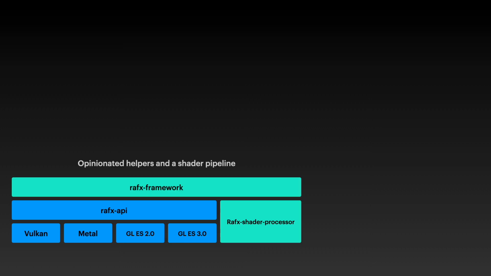Next, the framework layer adds a lot of helpful utilities, such as a render graph, delayed resource destruction, descriptor state management, and a pipeline cache. It also includes the shader processor, a utility that reads GLSL code and generates compiled shaders, reflection data, and Rust source code that provides strongly typed APIs that greatly ease producing data to be consumed by the GPU.